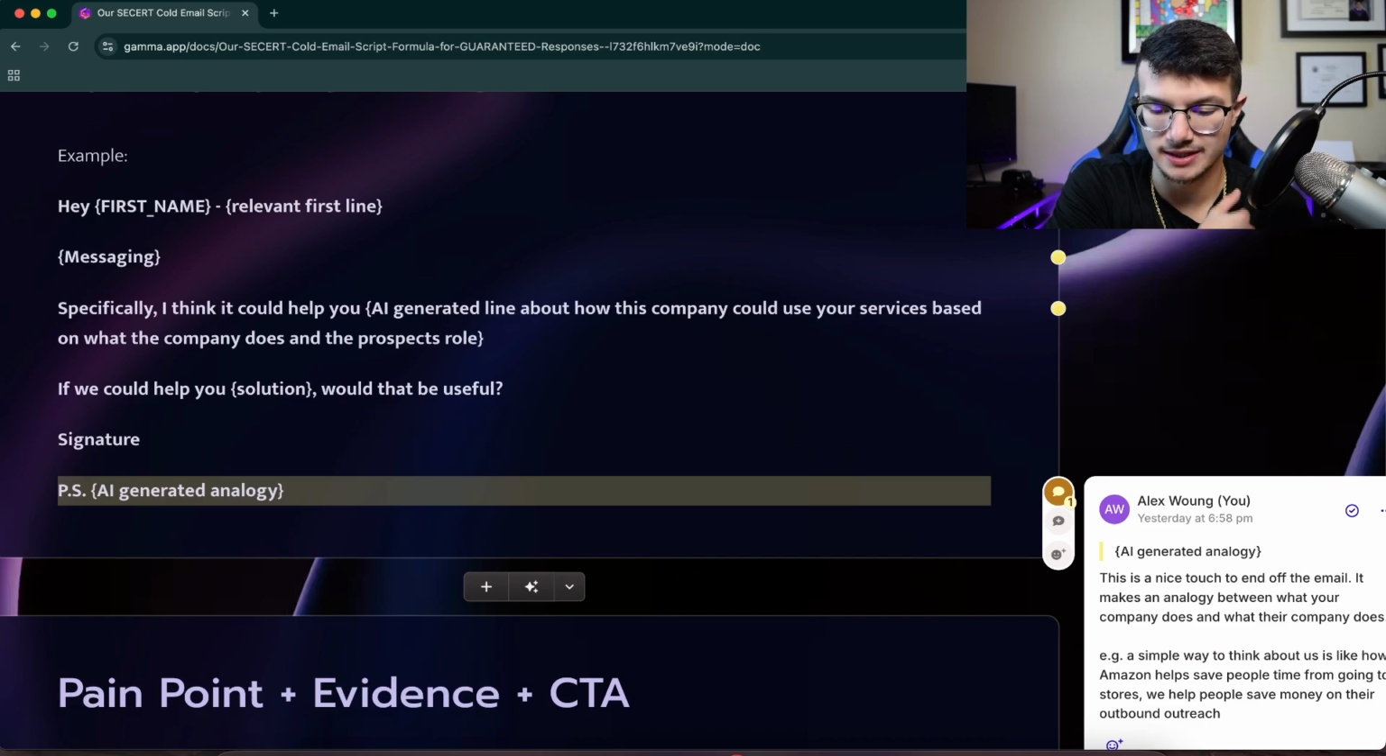We help people save money on their outbound outreach. So again, it paints another clearer picture on what you do and what you're offering.